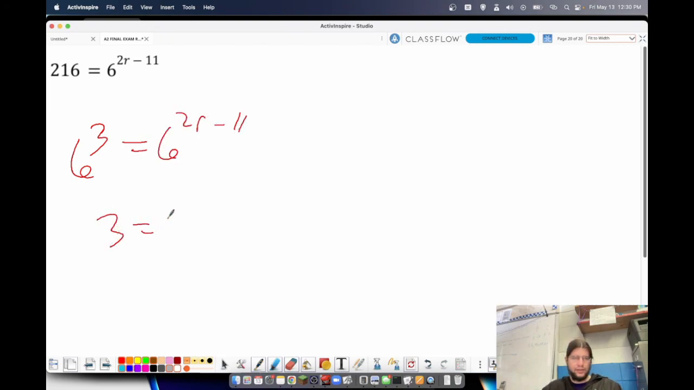So 3 equals 2r minus 11. 14 equals 2r. Divide by 2, and 7 is equal to r.